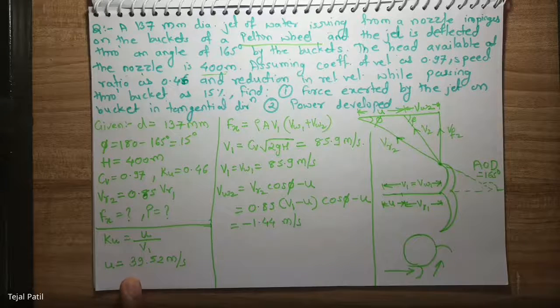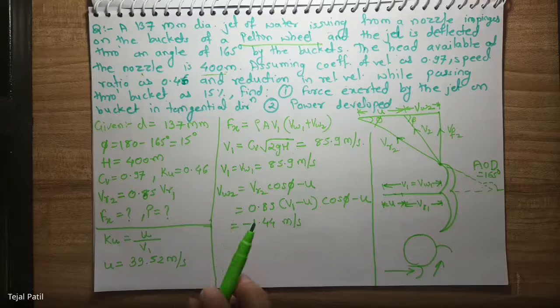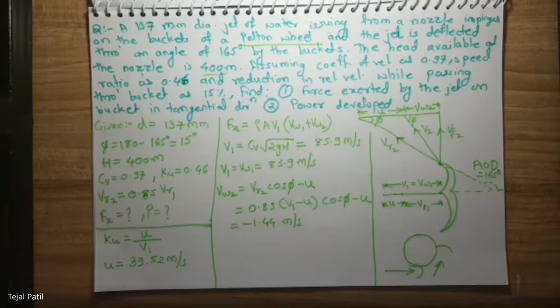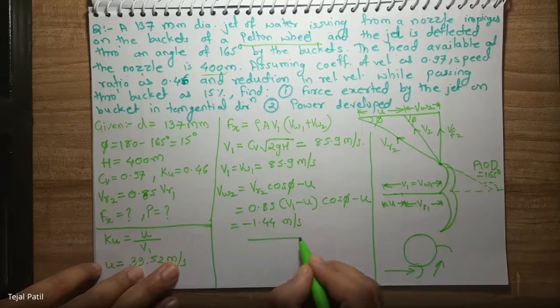Now, if you remember in the first unit, I told you that if you get this VW2 in a negative form, what you are supposed to do? First, change this triangle to show that VW2 is negative. How can you show it? Simply by drawing the triangle like this.